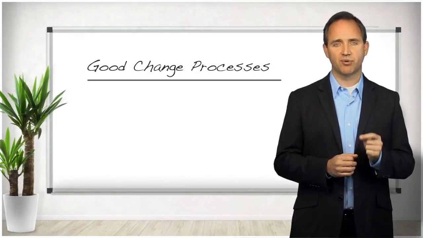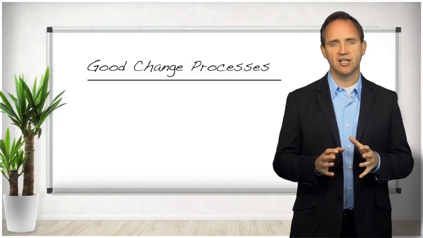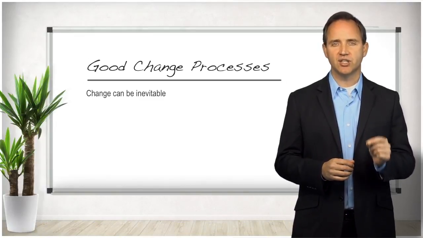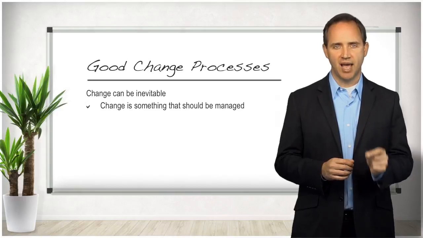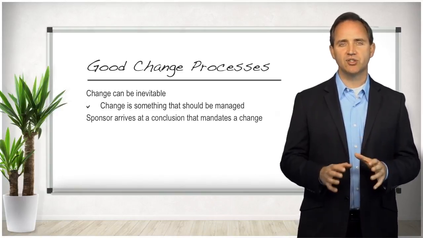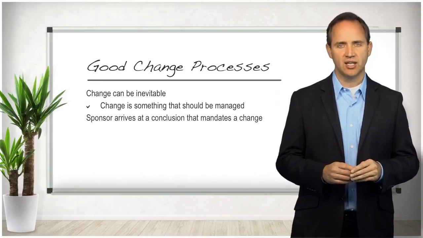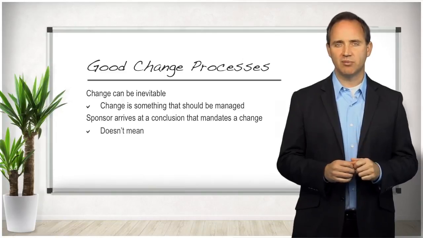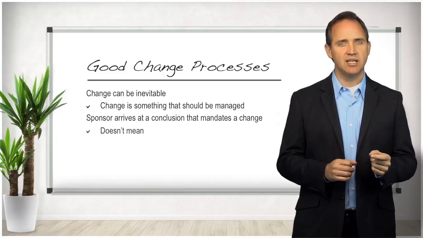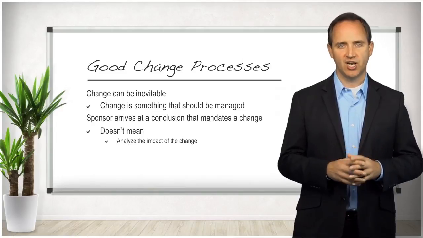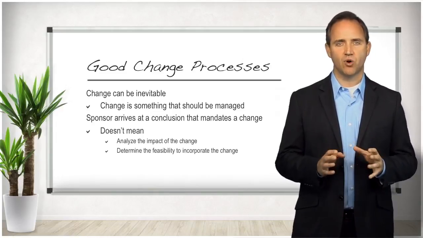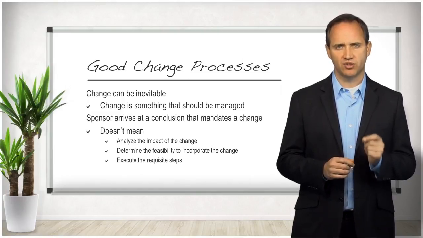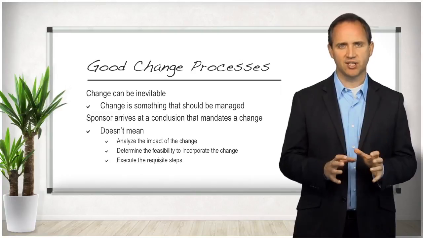A good process for a project manager to follow pertaining to changes is to understand that change can be inevitable, but the degree of change is something that should be negotiated and managed. Just because a sponsor or stakeholder arrives at a conclusion that mandates a change in scope to a project, it doesn't necessarily mean that the project manager and team need to analyze the impact of the change, determine the feasibility to incorporate the change, and execute the requisite steps to incorporate the change within the project's plan and process fixed activities.